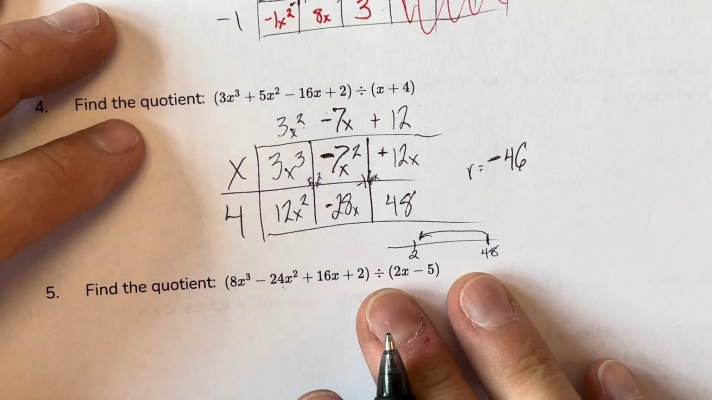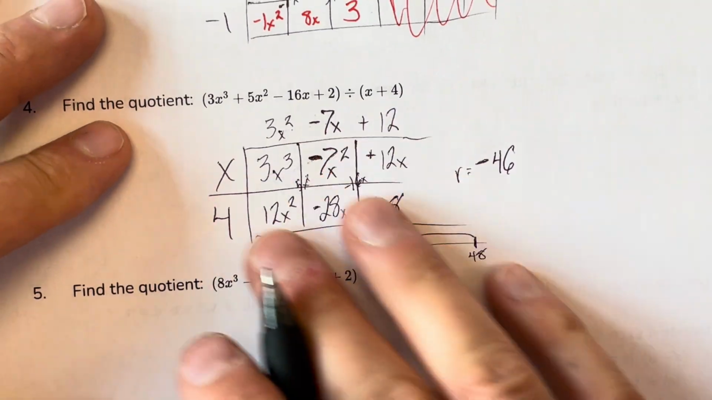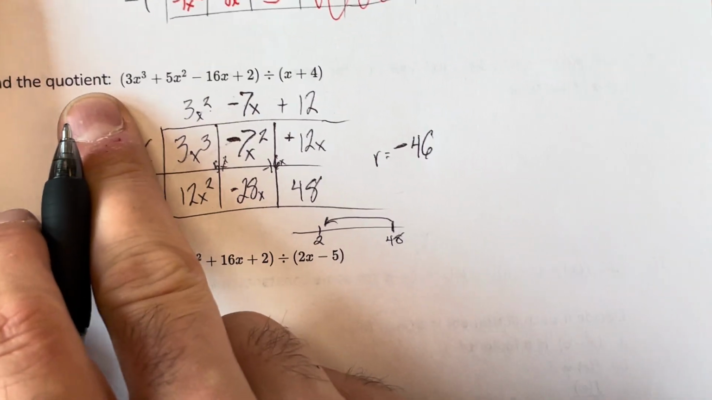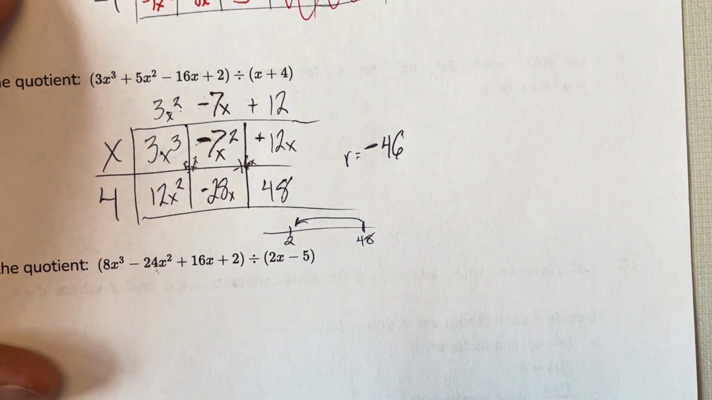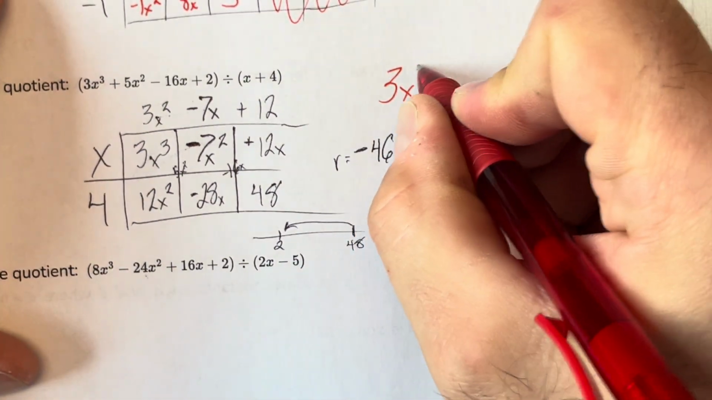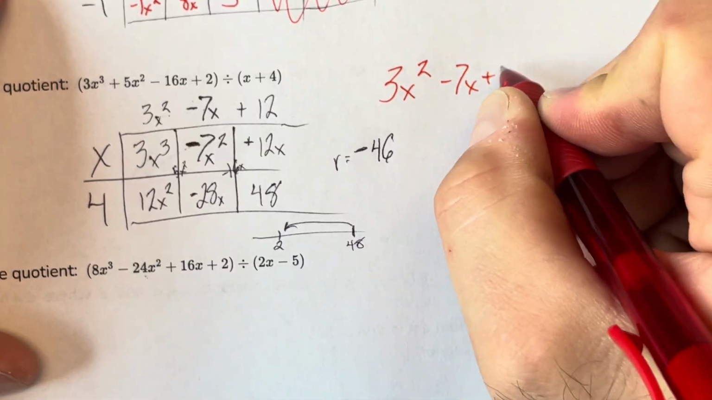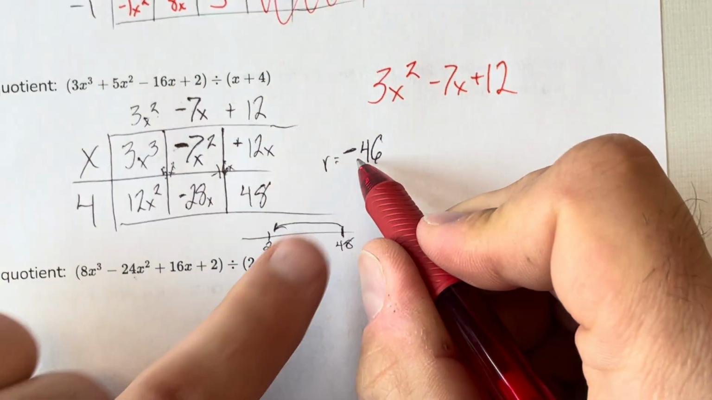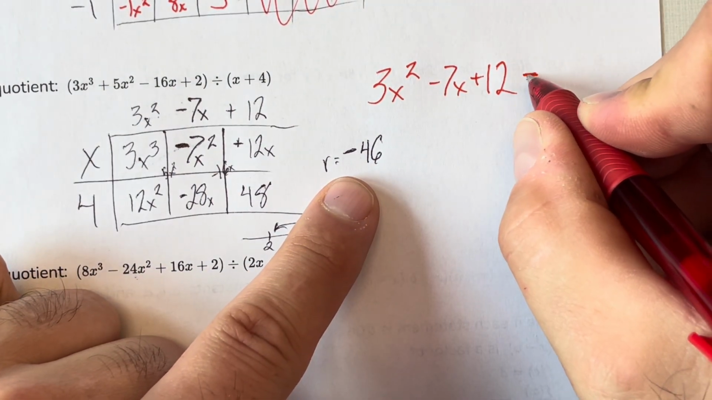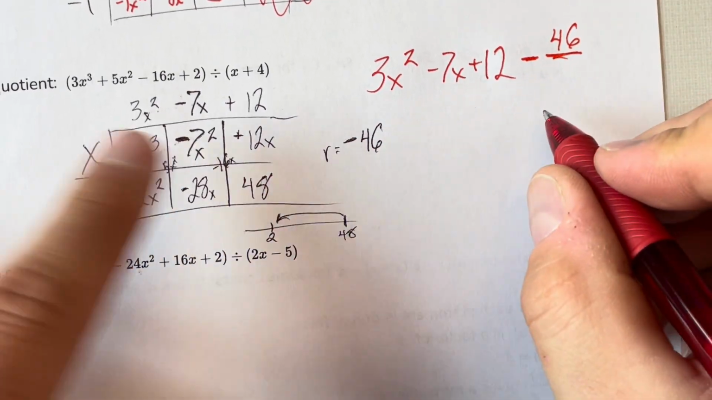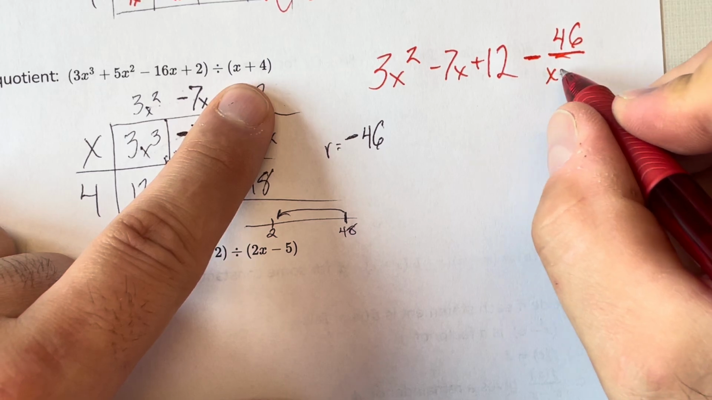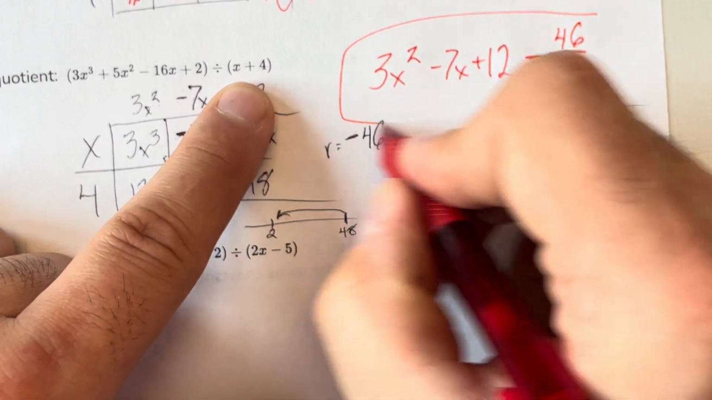How do we write this whole thing out to find the quotient? Well, it would be this part and then that part added together. Our final answer for this is 3x squared minus 7x plus 12. And I have the option of writing plus or minus here. I'm going to do minus, and then I can put a positive 46 on here that's being divided by this x plus 4. That's how we write our final answer.